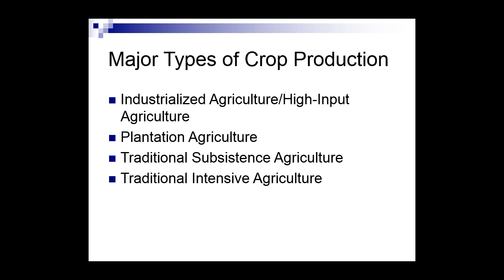And traditional intensive agriculture is the same as traditional subsistence agriculture, except that they input more human labor and more animal labor to produce more food than they need, with the intent to sell some of it. So it's still a polyculture. They're growing lots of different types of food, but they're growing more than what their family needs in order to survive. And as such, they can sell some and hopefully work their way up in society.